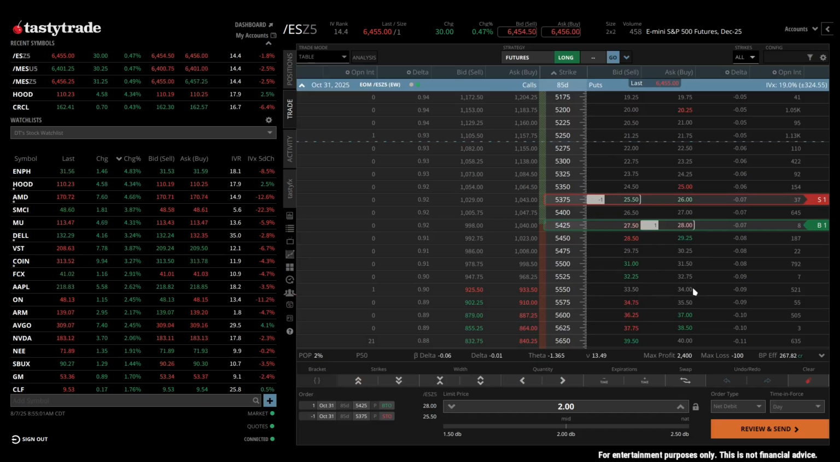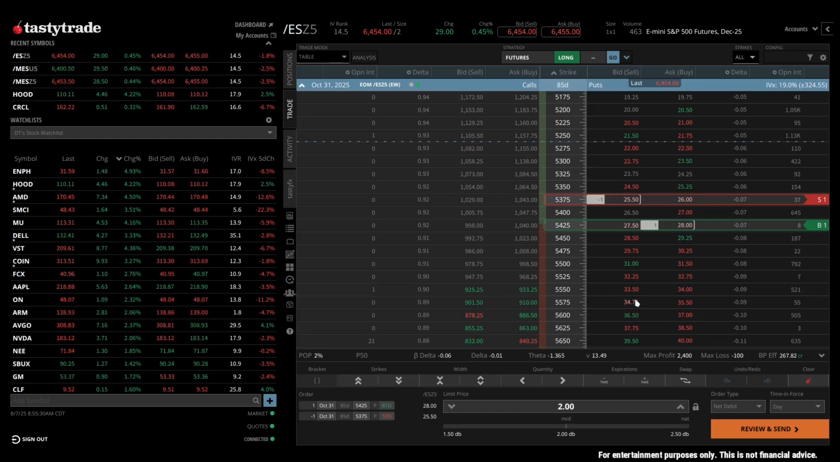I did a 50-point wide put debit spread. I'm trying to pay $100. That was my goal, and it's still exactly that price today. I pay $100, and if we get a big crash down, max profit on this trade would be $2,400. That's a $2,500 spread because of the 50 multiplier in ES. So I pay $100 for the spread for the potential to win $2,400.